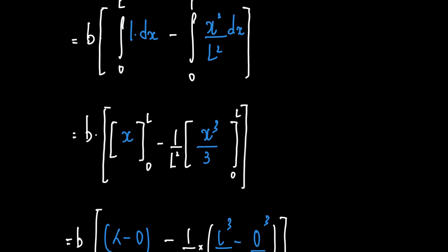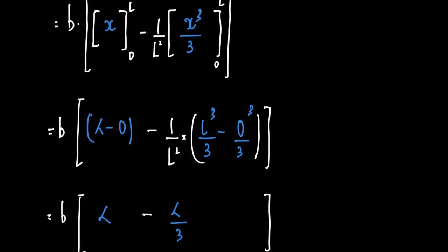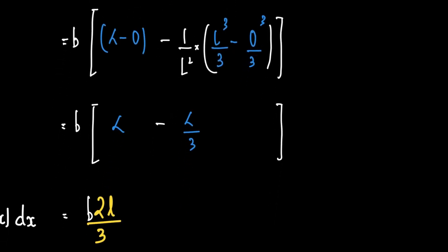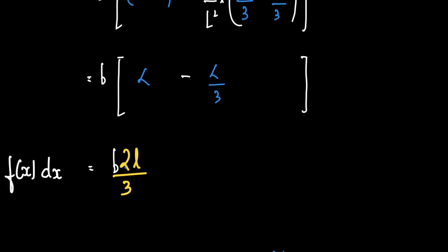b into integral of 1 is x, varying from 0 to L. Integral of x square is x cubed by 3, varying from 0 to L. L is a constant, so I'll take it out of the integrand, 1 by L square. Then what we get is, applying the limits, x becomes L minus 0, L cubed by 3 minus 0 cubed by 3. That becomes L minus L by 3, which is equal to 2L by 3. So that becomes 2bL by 3.